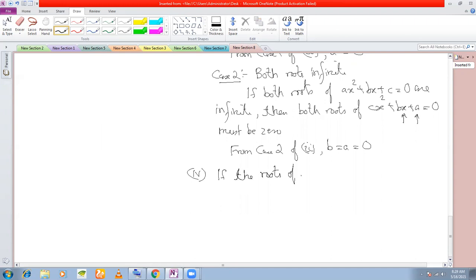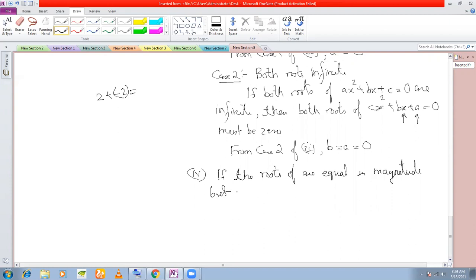Yes, tell me. Anyone? If one root is +2, the other root is -2, you add them, what are you going to get? Sir, 0. Sir, 0.